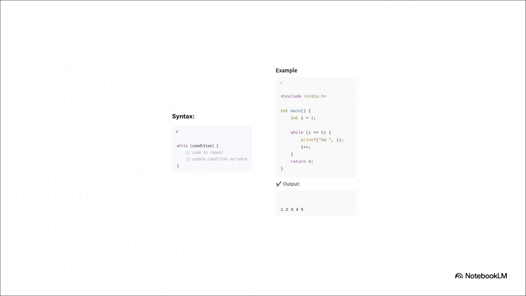See how the structure is different? The setup, int i = 1, happens before the loop even begins. The rule, i <= 5, is the only thing in the parentheses, and the update, i++, has to be put manually inside the body of the loop. It's a bit more spread out, isn't it?